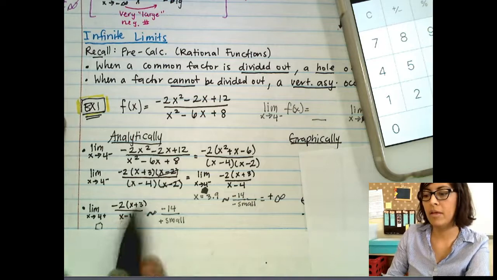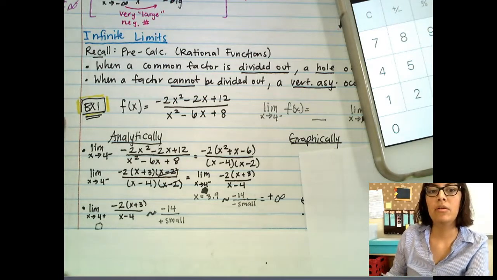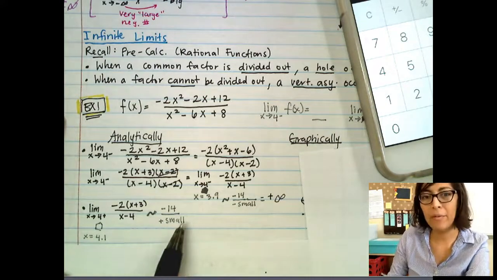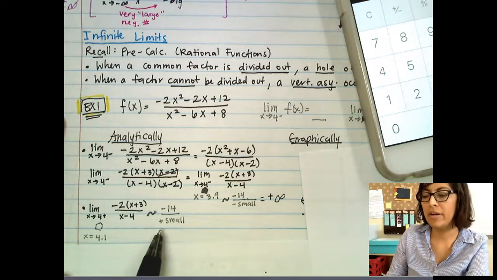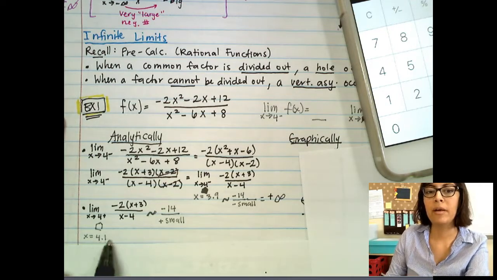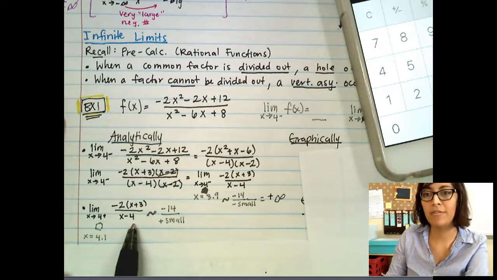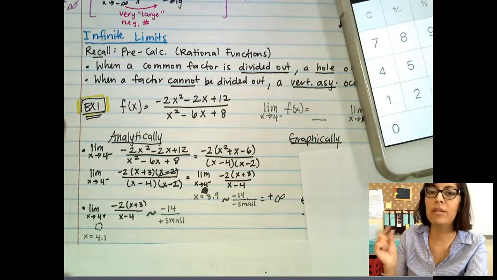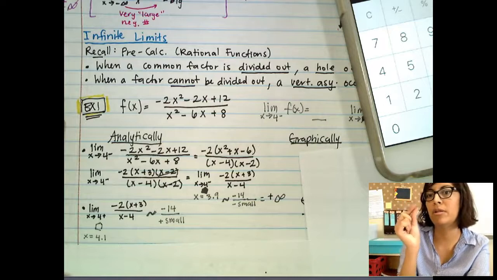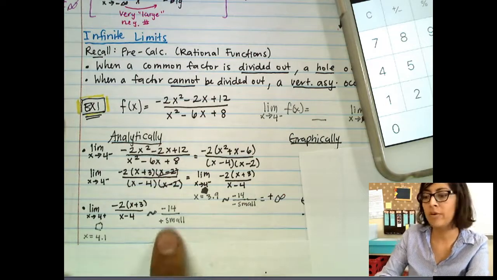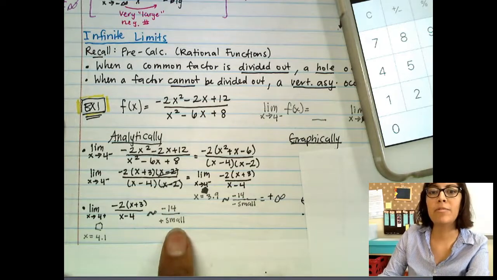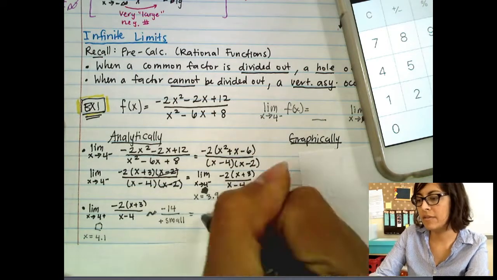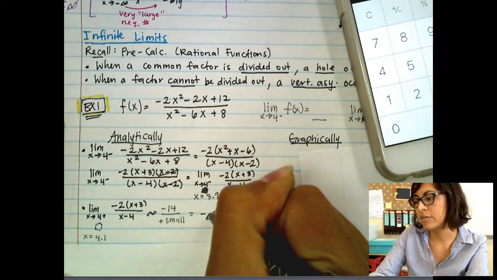Now the same one, but as we look to the right, these are numbers that are a little bit bigger than 4. Our numerator is again about negative 14. Our denominator, however, is going to be a positive number, since 4.1 minus 4 is a positive value, and it's going to be very, very small. As we get really close to 4, it gets smaller and smaller, almost to 0. So negative 14 over a very small positive number is a very large negative number.